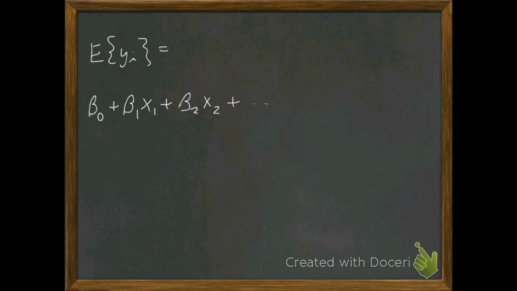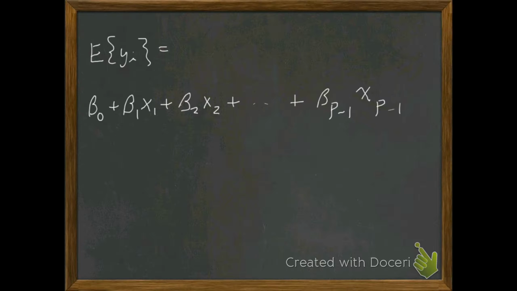And you should know by now that the expected value of our y sub i is just going to be equal to beta 0 plus beta 1 x1 plus beta 2 x2 plus beta p minus 1 x p minus 1.